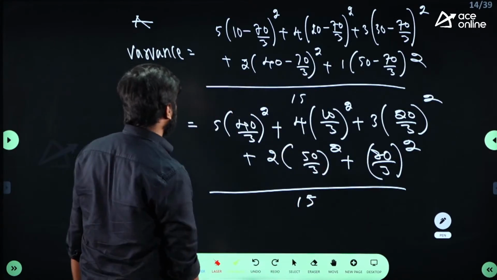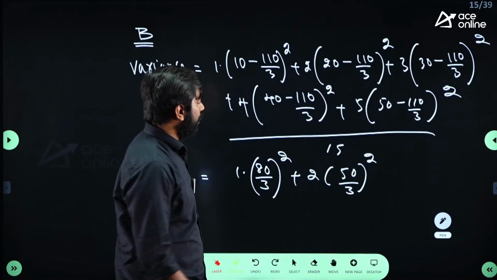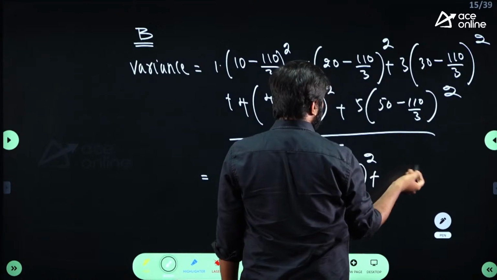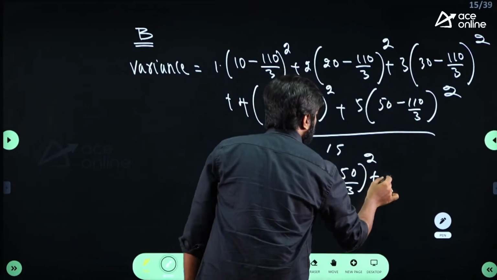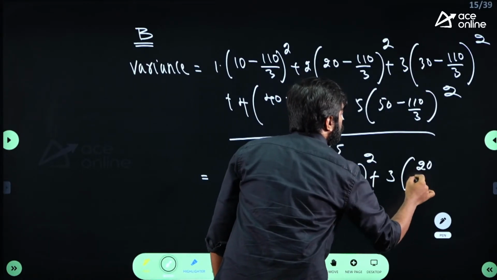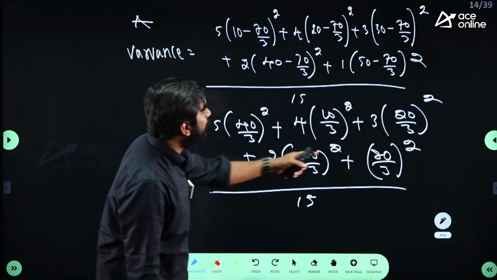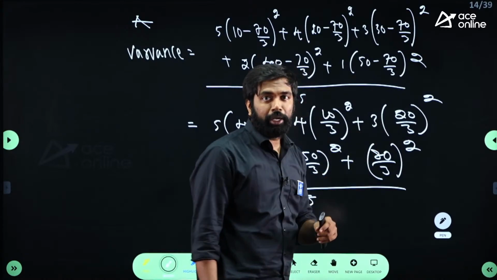So what do you have in the previous expression? Same thing, 2 into 50 by 3 whole square, plus this is 90 minus 110, minus 20, and minus 20 whole square is the same as 20 by 3 whole square, correct? So 3 is multiplied to that. Where is 20 by 3? This is 20 by 3, and then 3 is multiplied to this.